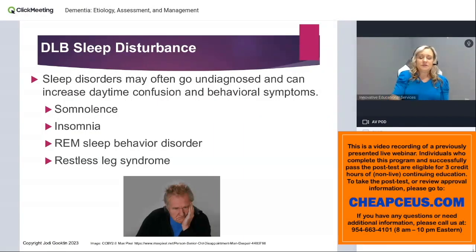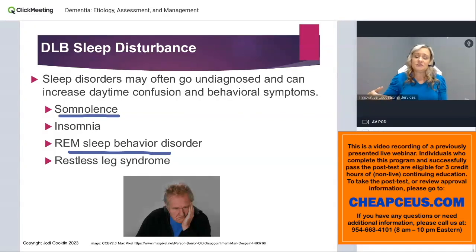Sleep disturbance for this population, we want to be particularly aware of. Somnolescence is common, where they have that state of constant drowsiness, falling asleep during the day. REM sleep behavior is important to be aware of and assess for, because this is a challenge for the caregiver. This is where the individual is actually acting out their dreams. So there's the risk of inadvertent injury to the individual as well as their caregiver.